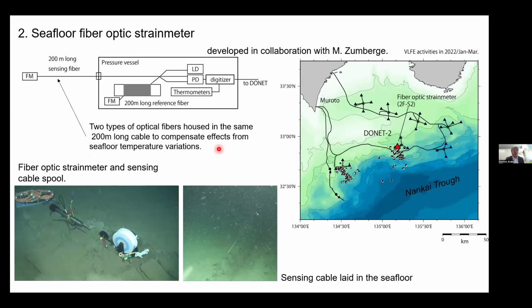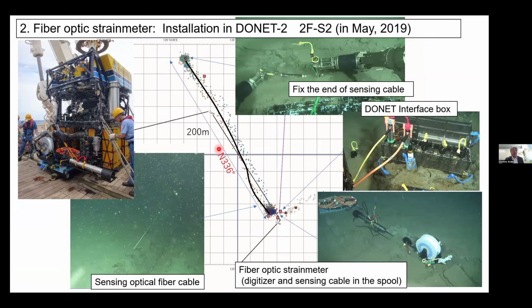Next, I will talk about seafloor fiber optic strainmeters. The seafloor fiber optic strainmeter is an instrument measuring a 200-meter long optical cable laid on the seafloor with a laser Michelson interferometer to get seismic to geodetic strain change in the seafloor. We installed the instrument in 2019 in the Nankai Trough by the ROV, as shown here, and connected it to the DONET submarine cable network. We started continuous long-term observation since then.